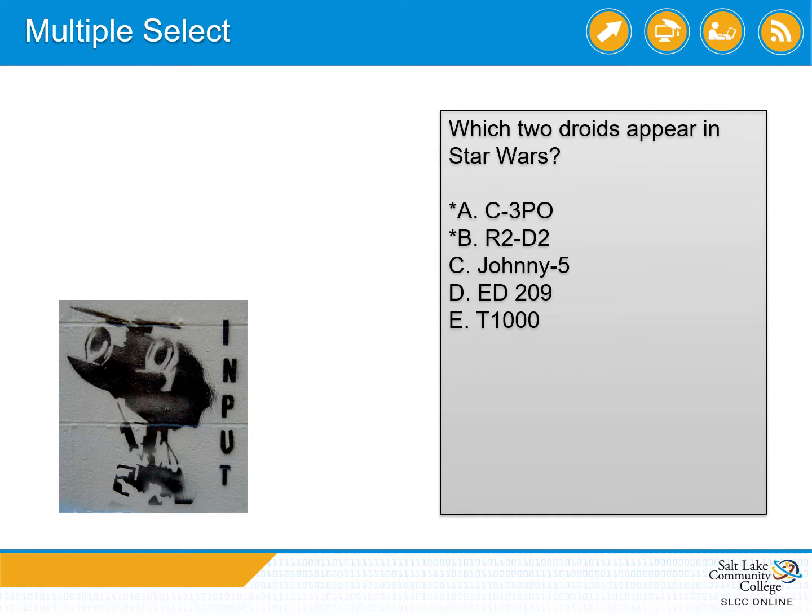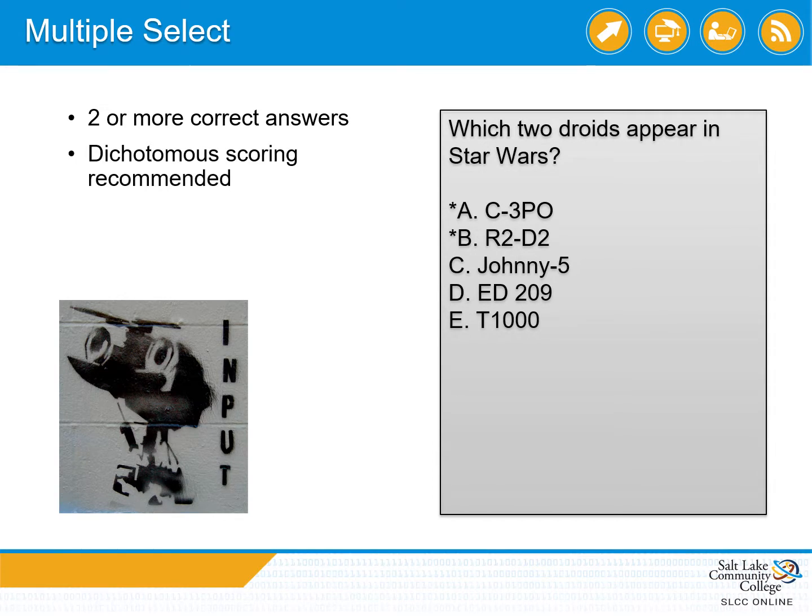Multiple select items are very similar to multiple-choice items, except that the test taker selects more than one correct response. Typically, there are 2 to 3 correct responses and 2 to 3 incorrect responses. There is no reason to bombard test takers with too many options. Doing so increases cognitive load and the possibility of confusion or testing fatigue. If possible, it is recommended that the item be worth 1 or 0 points, without providing partial credit.